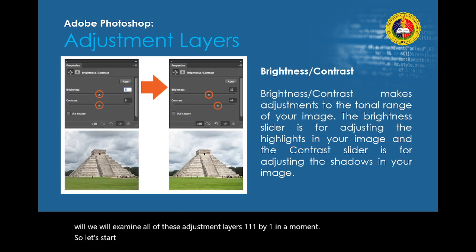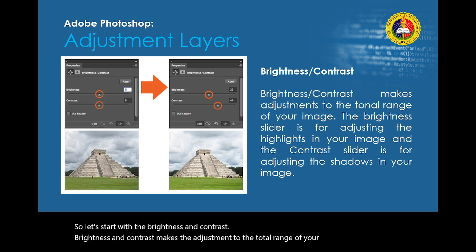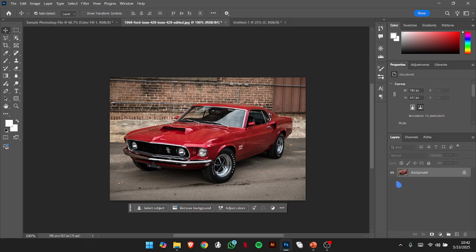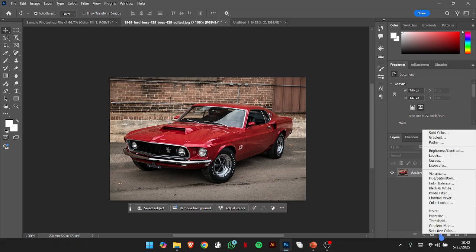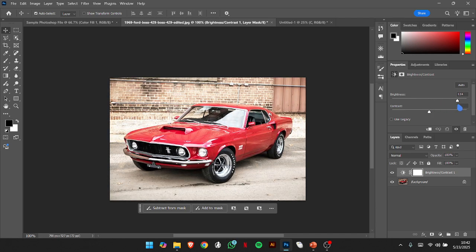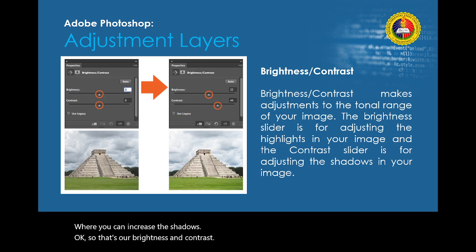So let's start with the brightness and contrast. Brightness and contrast makes the adjustment to the tonal range of your image. The brightness slider is for adjusting the highlights in your image, and the contrast slider is for adjusting the shadows of your image. Okay, so again, click on the layer adjustment tool, select the brightness and contrast, and here's the property. For the property, you can increase the highlights, just like that, or you can increase the shadows, just like that, or decrease the shadows. Okay, so that's brightness and contrast. Let's hide this for the meantime. Let's proceed to the next.